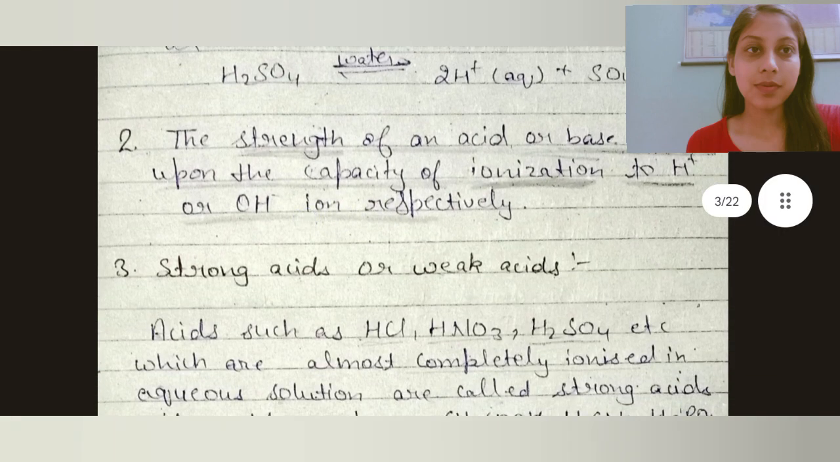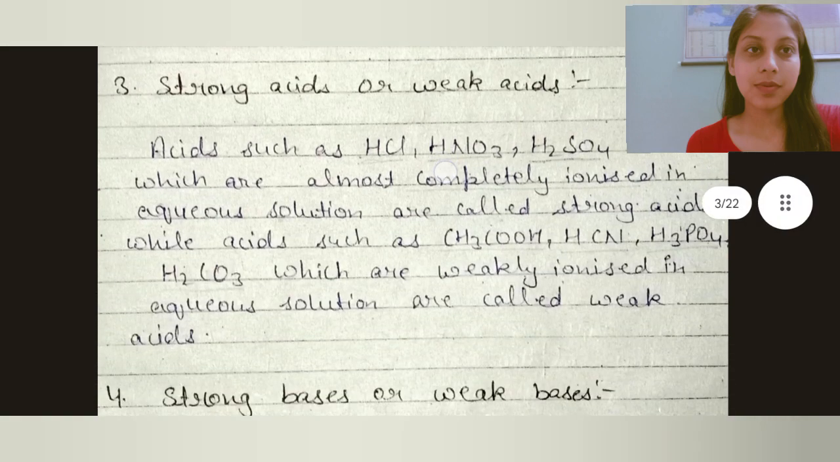Now, the strength of an acid or base depends upon the capacity of ionization to H+ or OH- ion respectively. Here, strong and weak acids. Acids such as HCl, HNO3, H2SO4, which are almost completely ionized in aqueous solution, are called strong acids, while acids such as CH3COOH, HCN, H3PO4, H2CO3, which are weakly ionized in aqueous solution, are called weak acids.